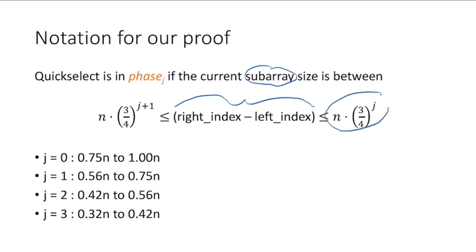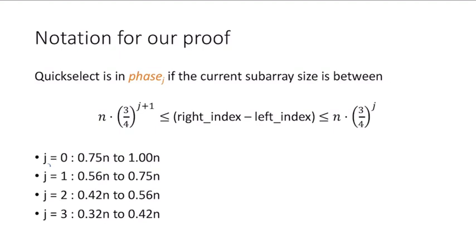If you take this side of the equation and raise it to the 0 power, 3/4 to the 0 power is 1, so our subarray size is less than or equal to 1 times n. And it's greater than or equal to, well, what do we plug in? What if we plug in 0 into this side? j plus 1 is 1, and 3/4 to the 1 is 3/4, so n times 3/4, 75% of the input. So phase 0 is when we have anywhere from 75% to 100% of the input.